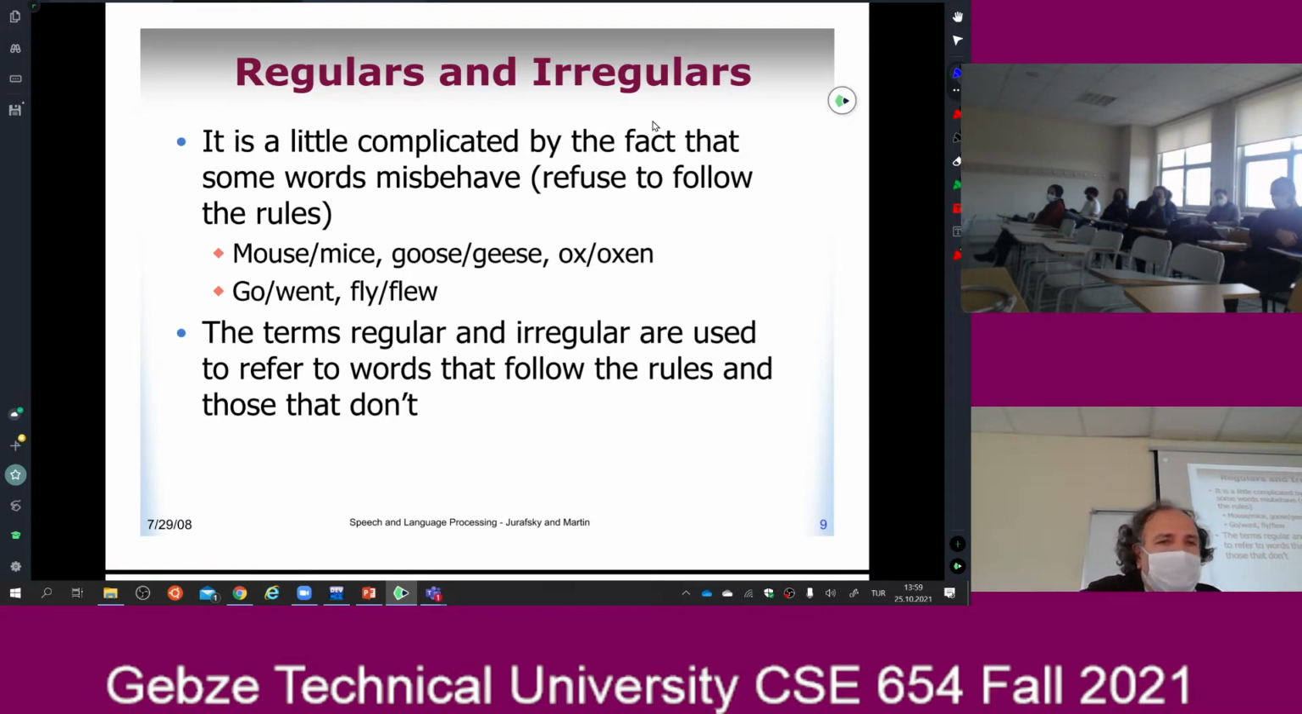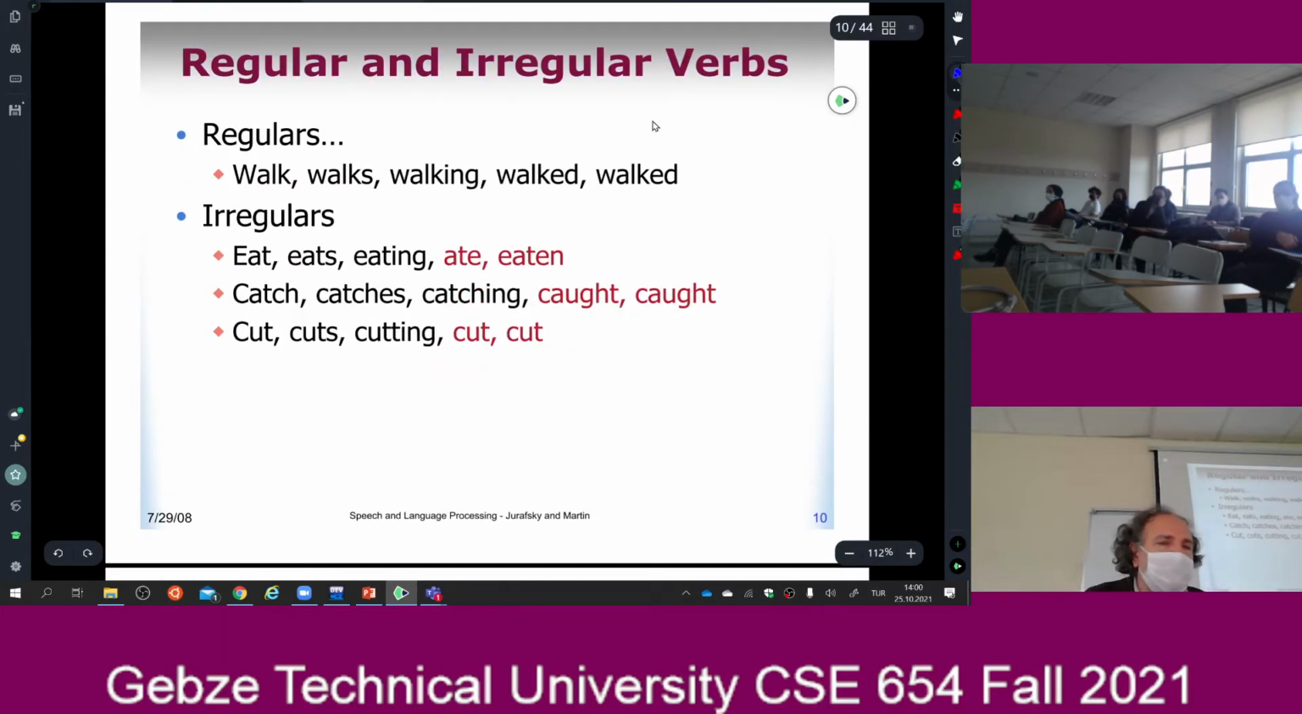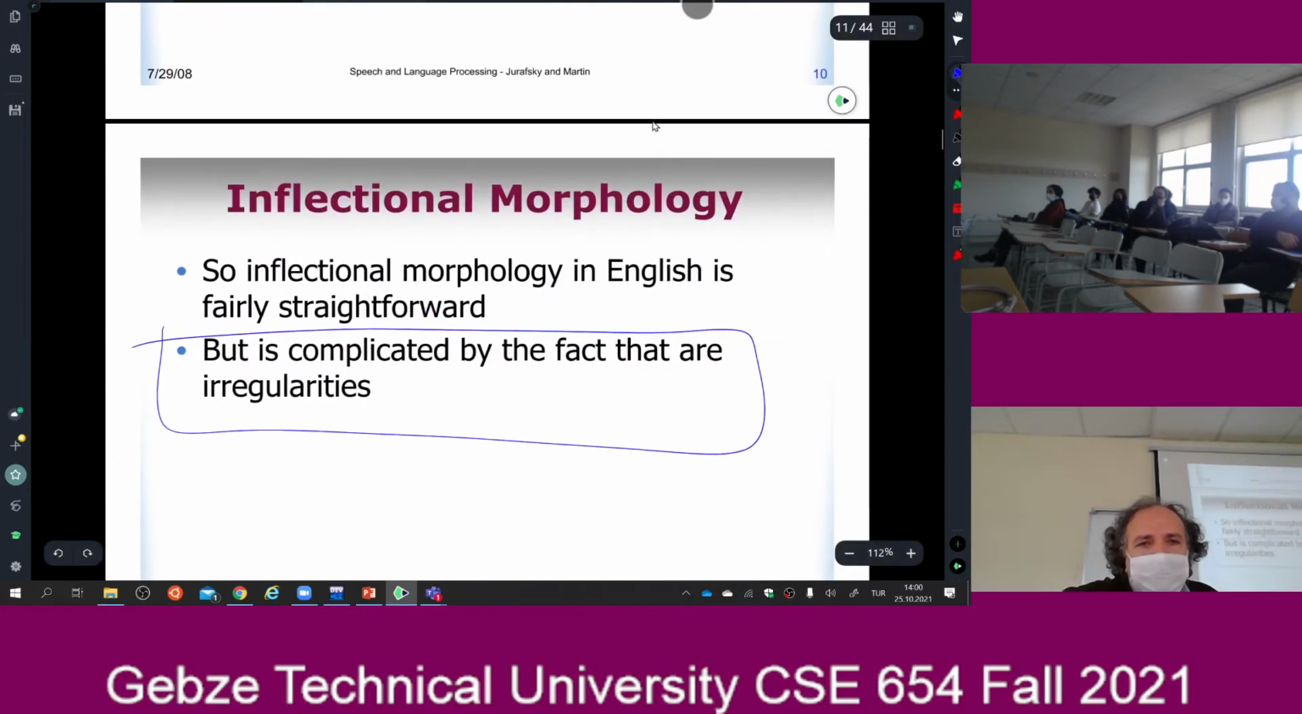So go doesn't become goed, it becomes went. Fly doesn't become flied, it becomes flew. So these kinds of exceptions make it, I wouldn't say complicated, but they make it more work for us to write the transducers or finite state automata. There are many irregulars, no problem. Walk, walks, walking, walked, etc. For the irregulars, things are just, they have their own rules.